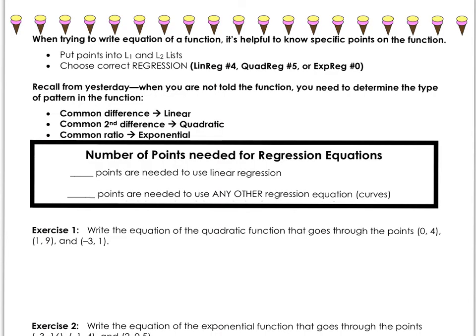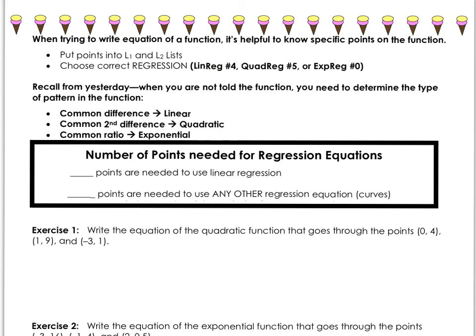And the last thing we're going to talk about is regressions. We've used these already. But as some reminders here, when trying to write equations of functions, it's helpful to know specific points that are on the function. Then you can put those points into L1 and L2 in your calculator. So remember, you go to Stat, Edit, if anything is in there, up, clear, down. Do not delete your list. And then you go to Stat, over to Calc, and then you can choose which regression you want to do, if it's a linreg, quadreg, or exponential reg.